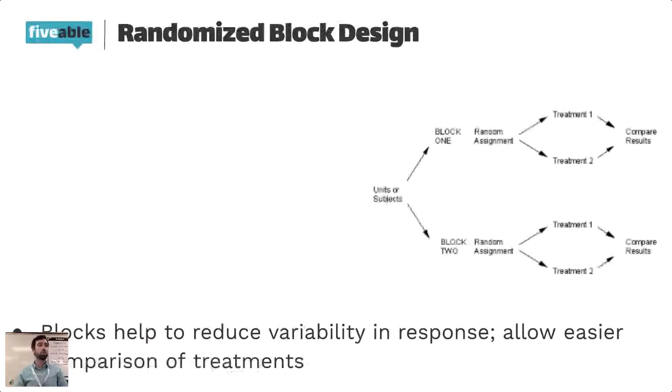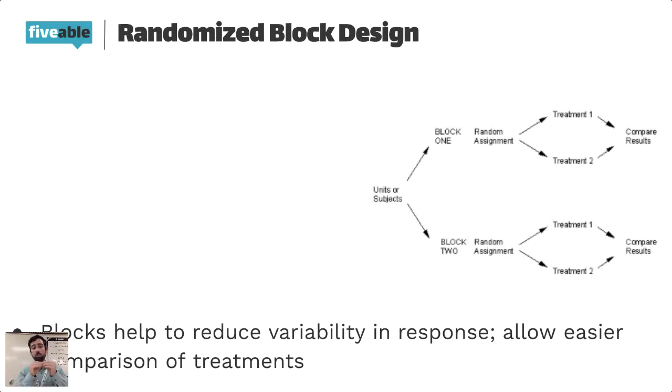Okay, so if we think that some characteristic is going to influence how people respond in our experiment, we want to block by that characteristic. So blocks help us reduce variability in response, and it allows us to compare a lot easier. For example, if I was testing a painkiller drug on dogs, I might think that the breed of a dog will have an influence on how that dog responds to the drug.